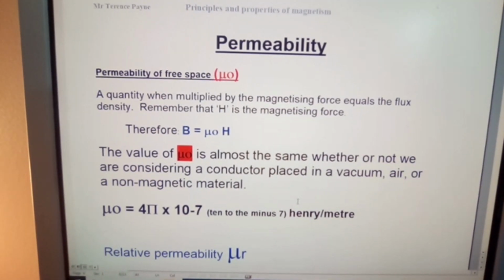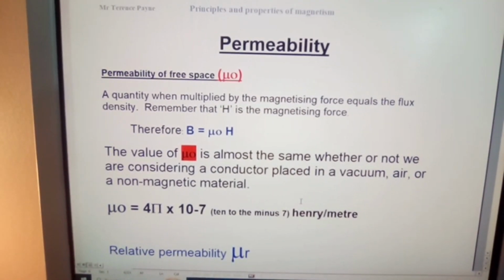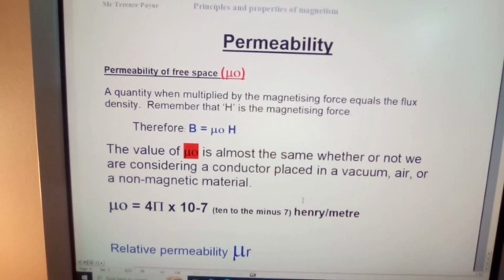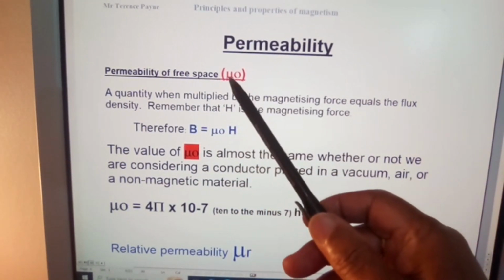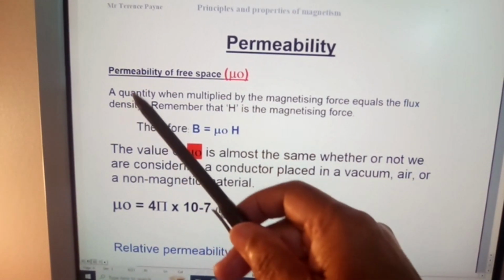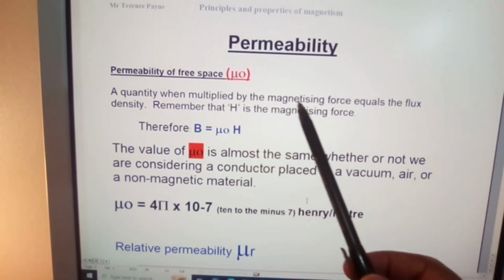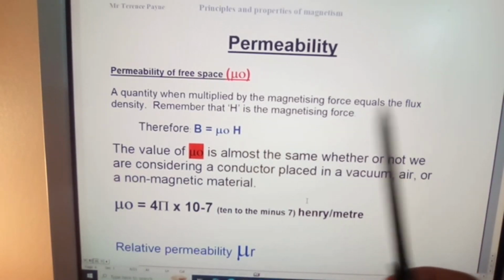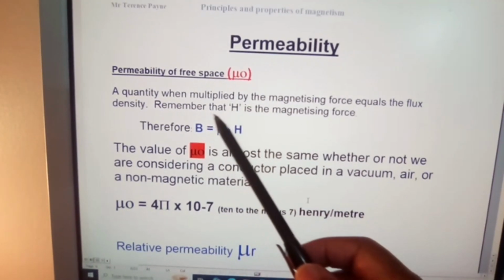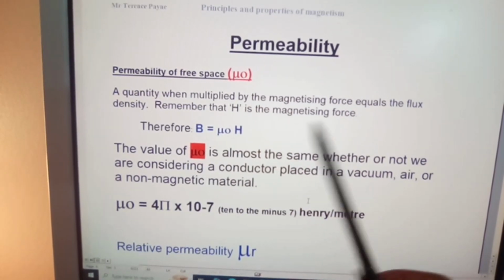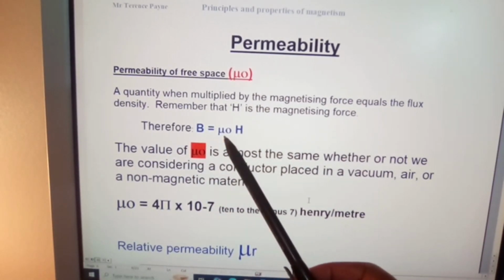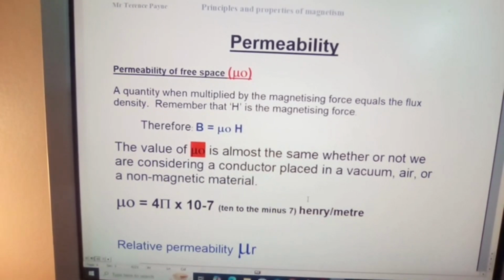I want to do it in bite-sized chunks. Now, permeability of free space is mu O, a quantity when multiplied by the magnetizing force equals the flux density. Remember that H is the magnetizing force. Therefore, B equals mu O times H.